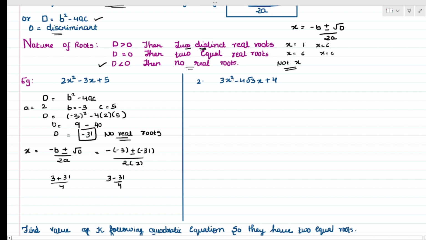We are moving with the next equation, which says 3x square minus 4 under root 3x plus 4. So the first step will be to find out d. The formula for d is b square minus 4ac. What is my a? My a is 3. My b is minus 4 under root 3. My c is positive 4. Now substitute your values. D is equal to minus 4 under root 3 square minus 4 into 3 into 4. Okay. Now solve this.